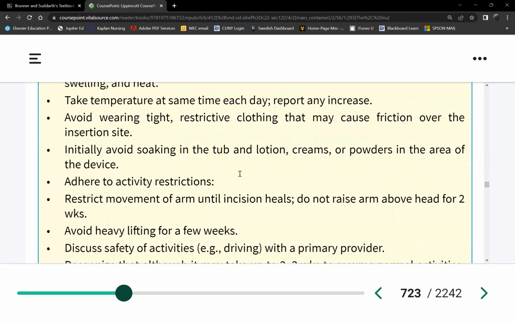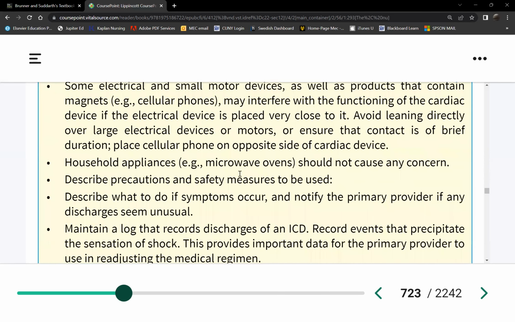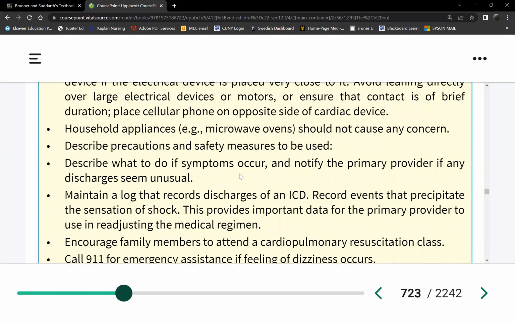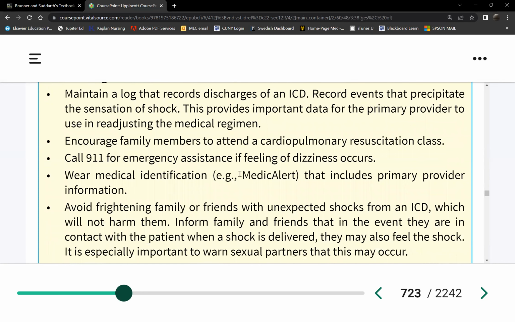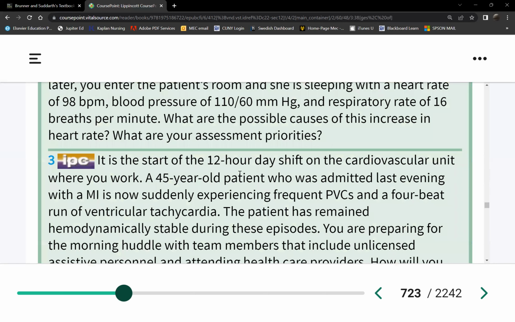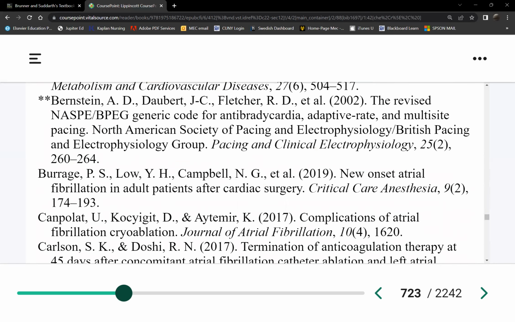And more teaching. Okay, so I can copy and paste these. Very nice, very easy to copy and paste. Select all and apply. That's it. Any questions on dysrhythmias?